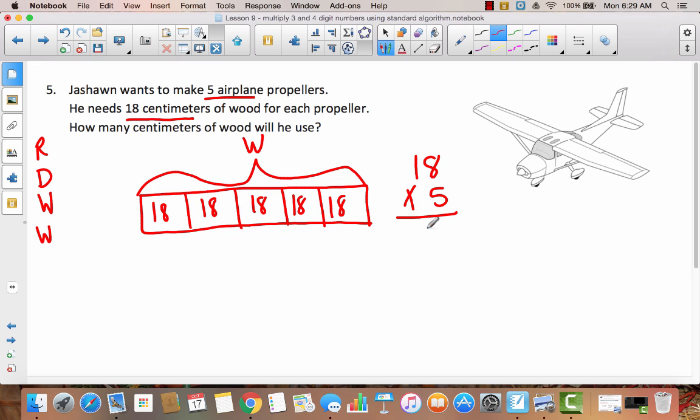I'd like for you to go ahead and solve this. This is our number sentence. We drew, we read. I want you to solve this, and then I want you to write your answer as a statement, and then we'll come back and check together.